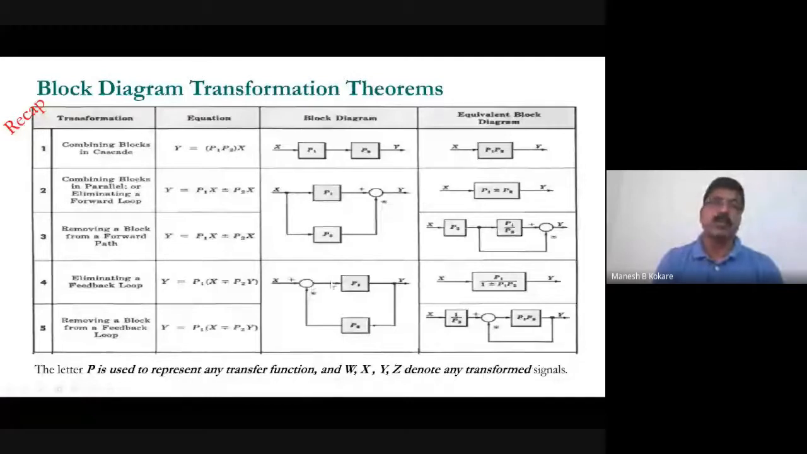In that case, if this is negative feedback, meaning if this sign is negative, the overall transfer function will be equal to P1 divided by 1 plus P1 P2. And if this is positive feedback, meaning if this sign is positive, then this will be negative here. So the overall transfer function will be P1 upon 1 minus P1 P2, right? So this is your third rule.